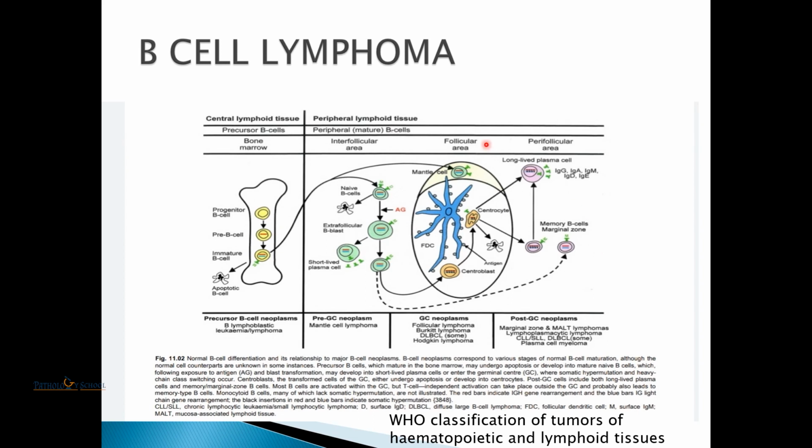This is a pictorial representation of the B-cell lymphomas and where they arise from. So from precursor B-cell neoplasm, B lymphoblastic leukemia or lymphoma arises. From pre-germinal center, mantle cell lymphoma arises. From germinal center, follicular, Burkitt, DLBCL, that is diffuse large B-cell lymphoma, and Hodgkin lymphoma arise. And from post-germinal center, marginal zone, mantle lymphoma, lymphoplasmacytic or CLL or SLL or plasma cell myeloma arise.